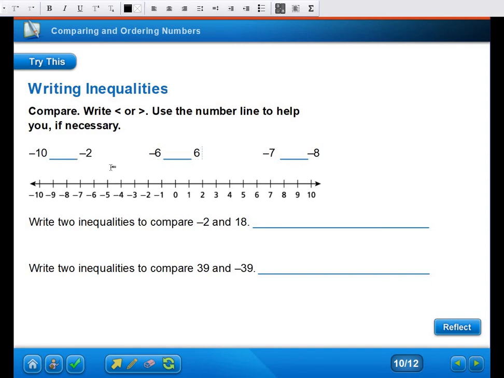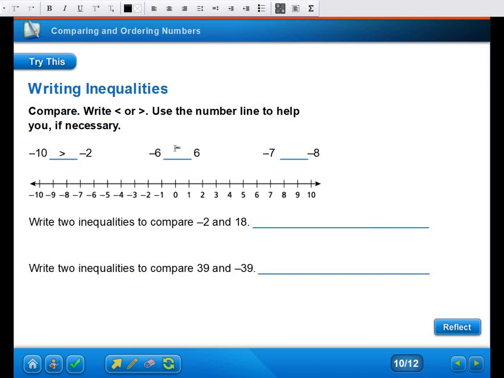All right, so here you should have found that negative 10 is actually less than negative 2. If you're struggling with that, just remember when it's negative, if you owe somebody $10 and your friend owes somebody $2, it's going to take them less time to get out of debt than it will you.